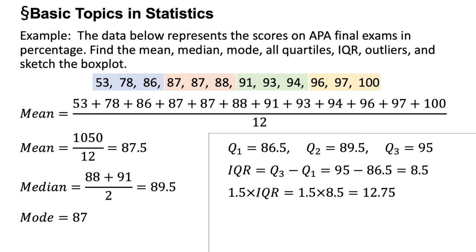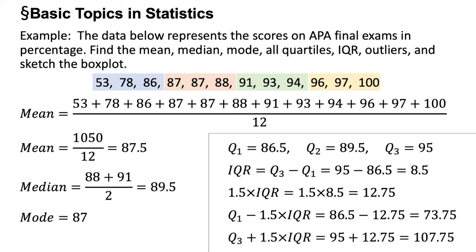So to find our outliers, those values need to be outside of 1.5 IQR from the first quartile and the third quartile. So first quartile minus 1.5 IQR is 73.75. And third quartile plus 1.5 times IQR is 107.75. Now clearly on the right side we don't have an outlier. But on the left side, 53 is less than 73.75. So 53 is an outlier.